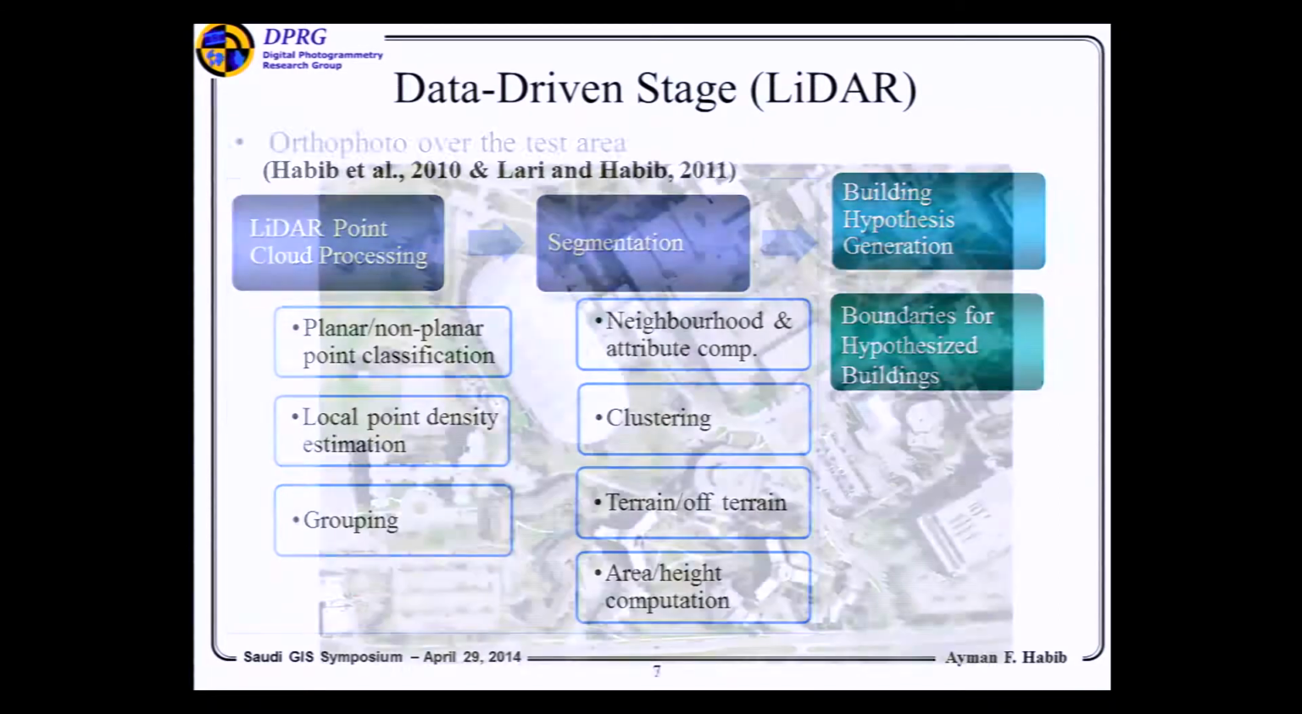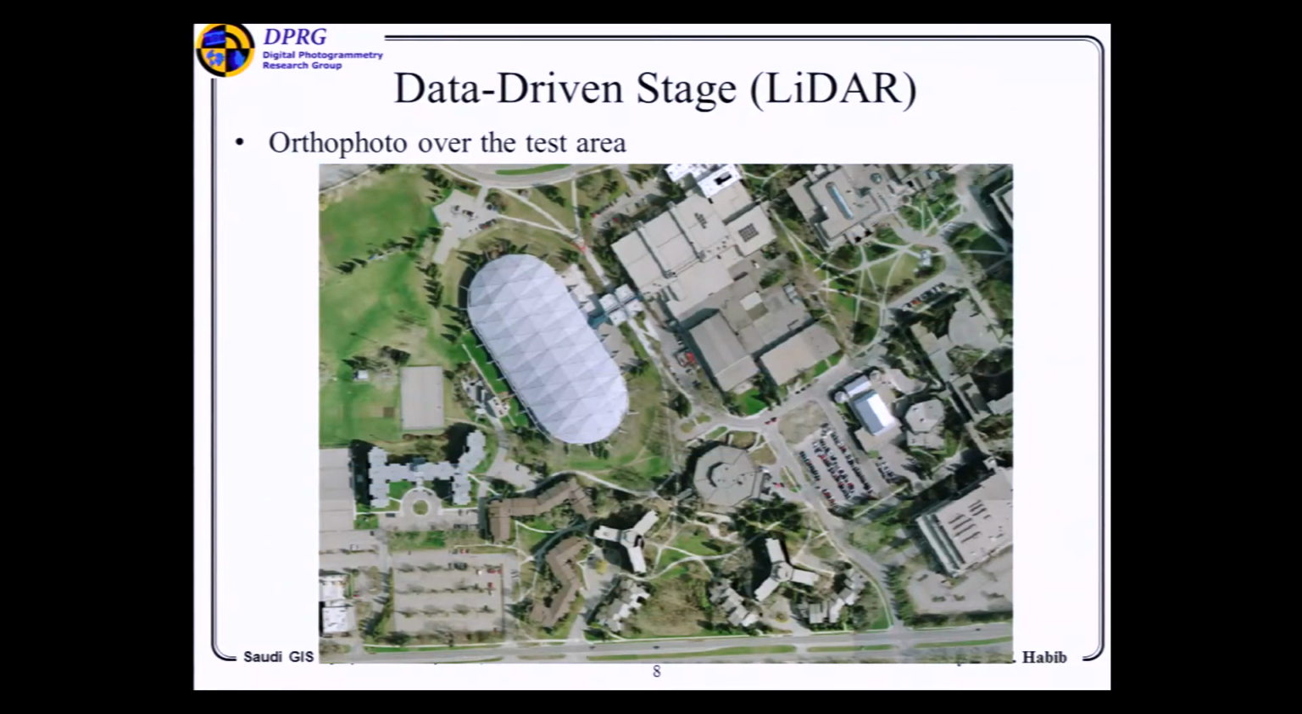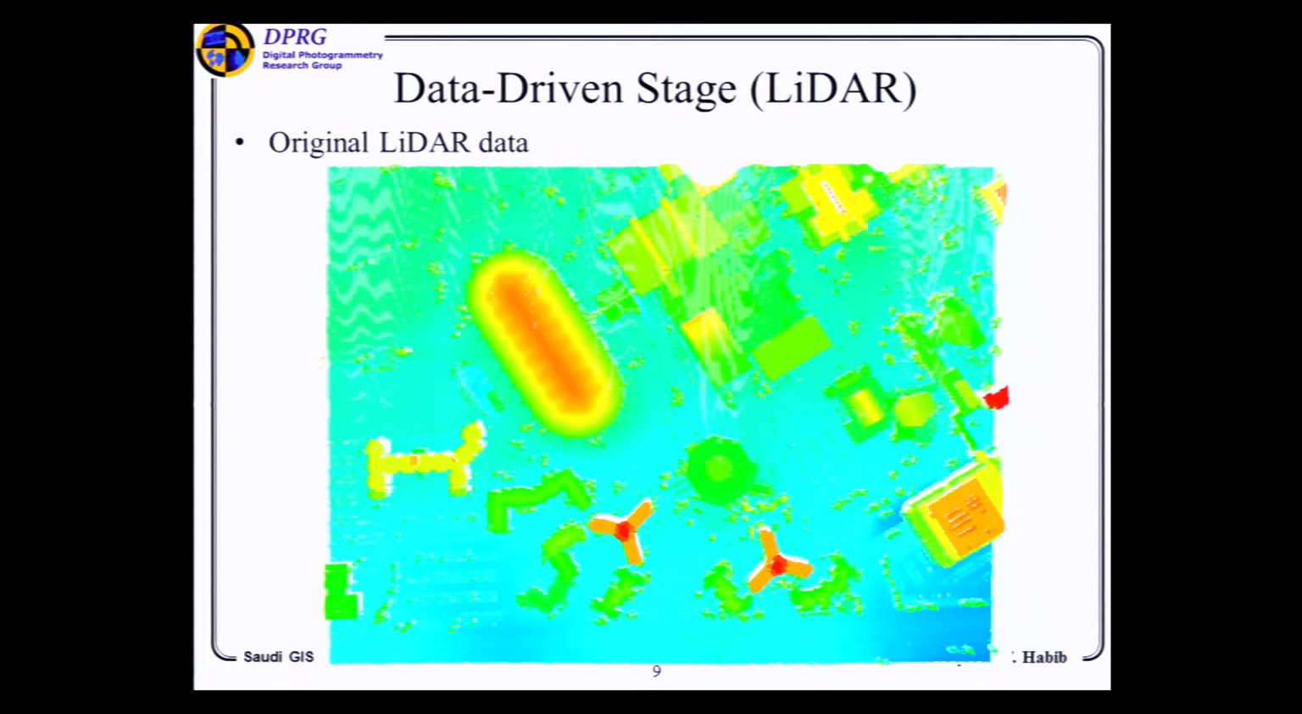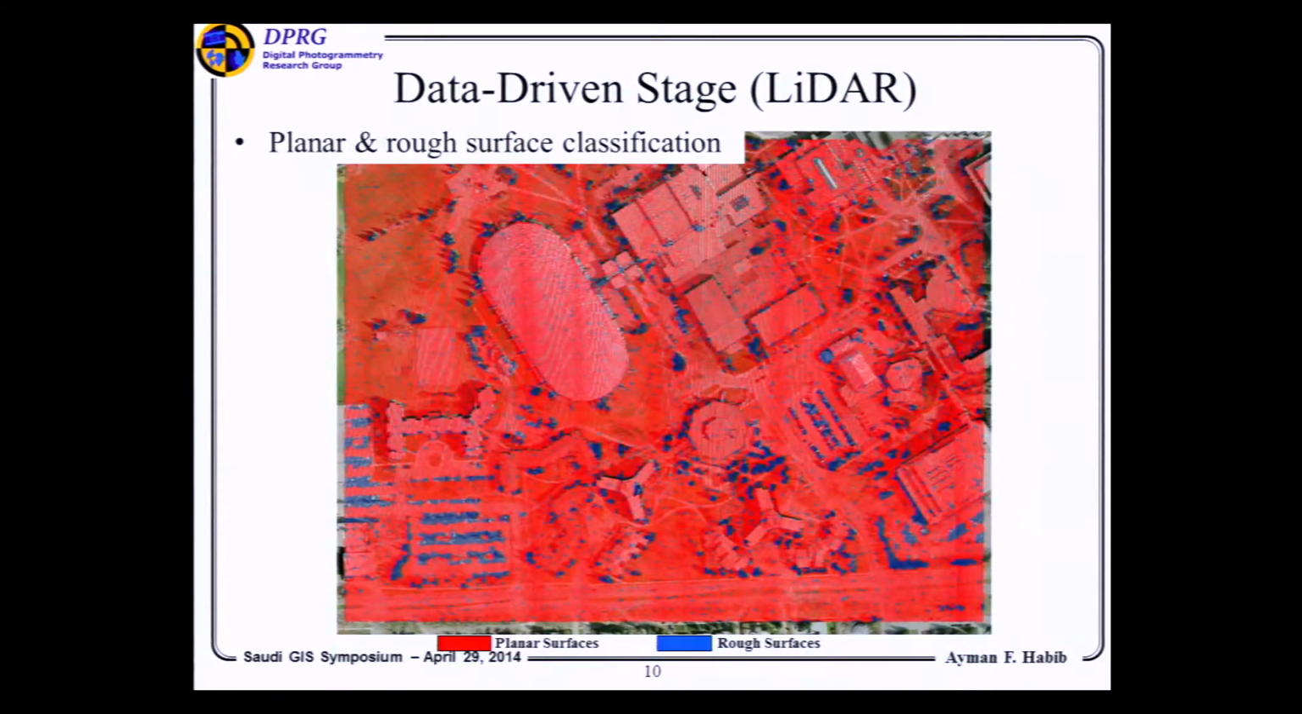I'm not going to go through this, but I'll show you just some examples. This is an image over the University of Calgary campus. And this is the corresponding LiDAR data that covers the same area. The color represents the height, so the brighter the color, the higher the objects. The first thing we do in our data processing is that for every point in the LiDAR point cloud, we classify whether it's part of a planar surface or a non-planar surface. Non-planar surfaces are, for example, points in trees, bushes, some of the cars, and so forth. In this graph, the red points are part of planar surfaces, and the blue points are part of rough or non-smooth surfaces.